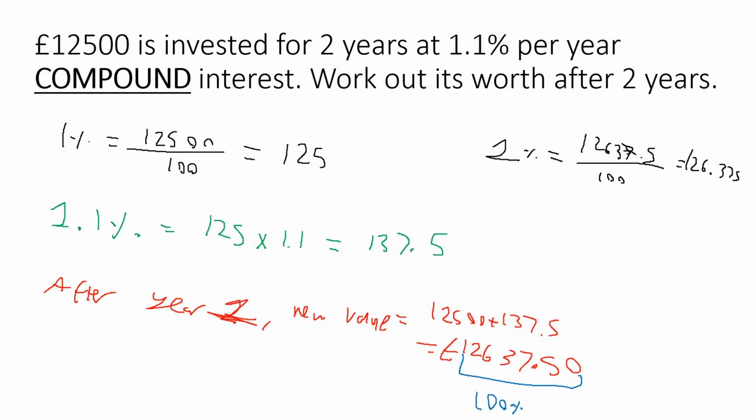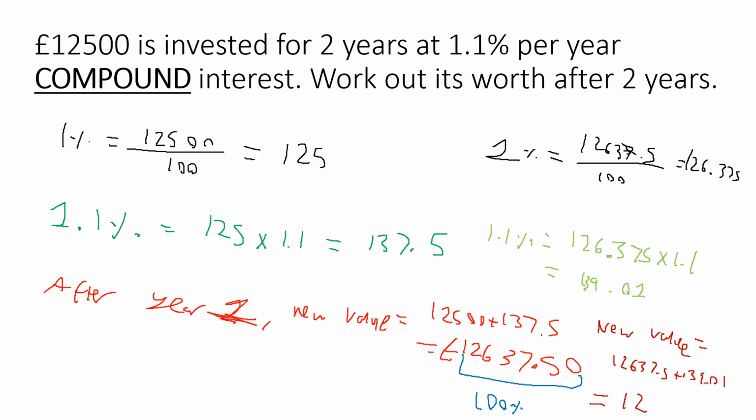We do 1.1%, which is going to simply be 126.375 times 1.1, which is going to equal 139.01. And then finally, the new value is going to equal 12,637.5 plus 139.01, which is equal to 12,776.51. And that's our final answer.